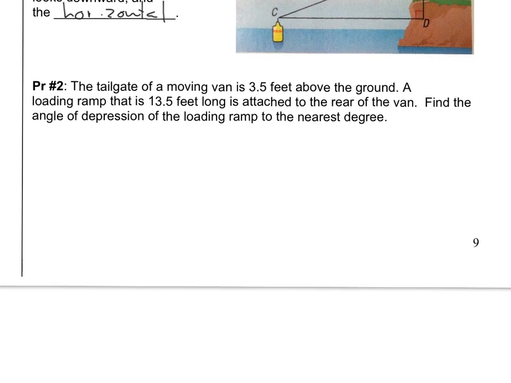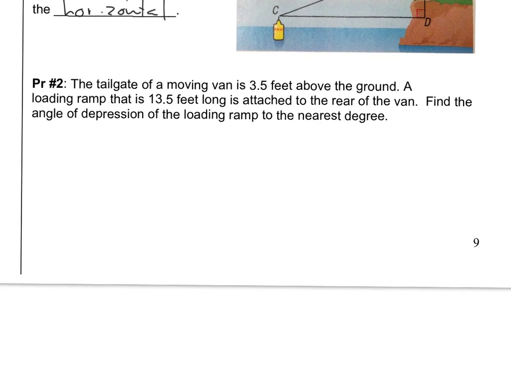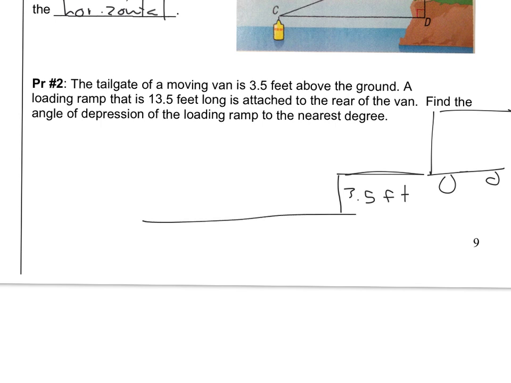All right, let's talk about this problem then. It says the tailgate of a moving van is 3.5 feet above the ground. All right, already we're going to have to do some drawing, right? So here's a little tailgate. You can make your little moving van. It's obviously not to scale, but there's my moving van, there's my tailgate, and it is 3.5 feet above the ground. So here's my ground. And yeah, I know my van is hovering. Maybe I should have made the wheels a lot bigger here. There we go.